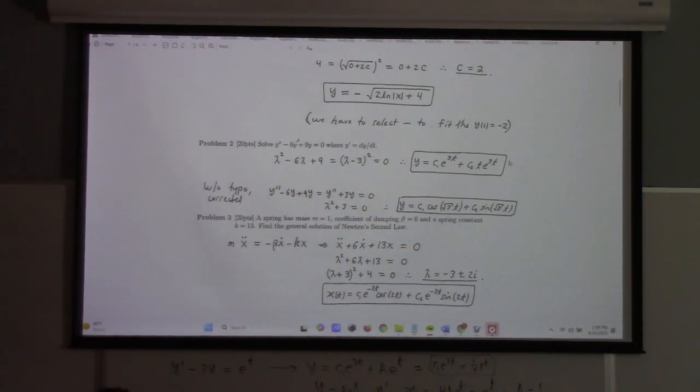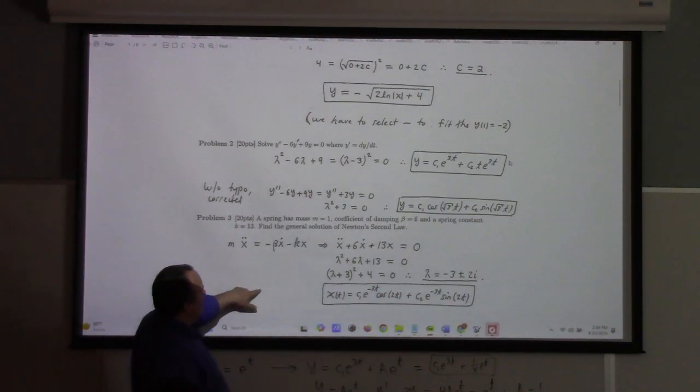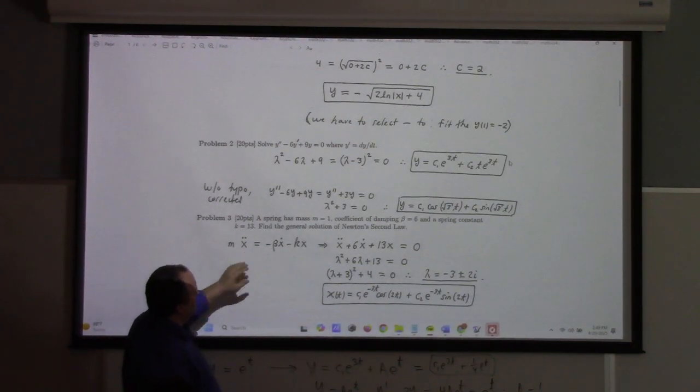Constant coefficient problems, of course, still matter. The spring mass problem caught a lot of you off guard, but there was no need for that. This one's not hard. Yeah, you can do this.